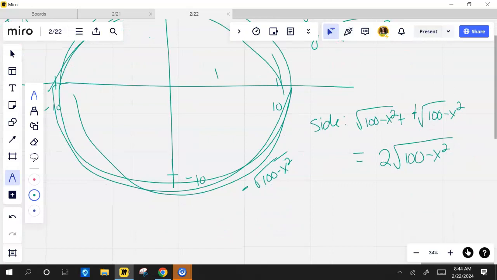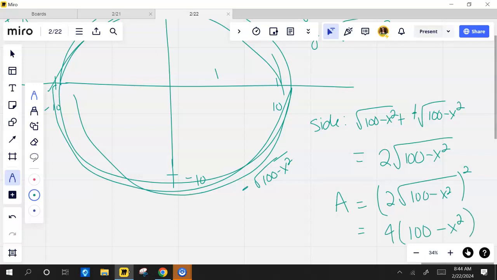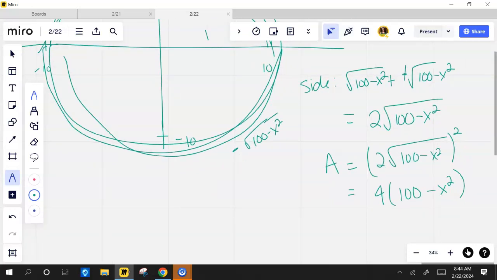So for the area, all I have to do is square that, which would be 4 times 100 minus x squared. And now integrate.